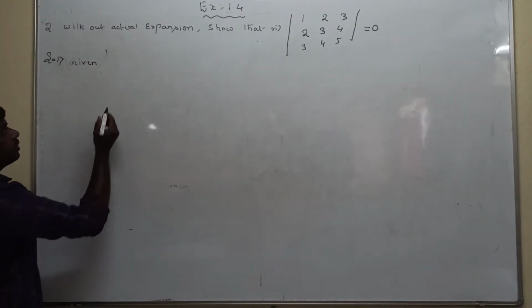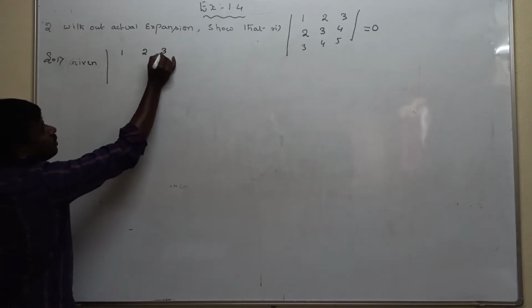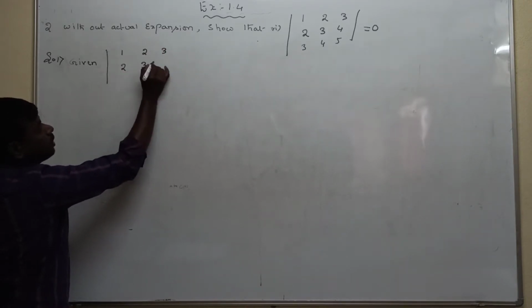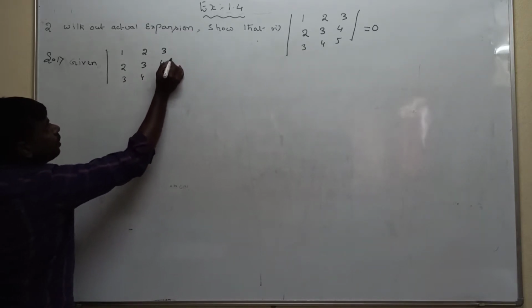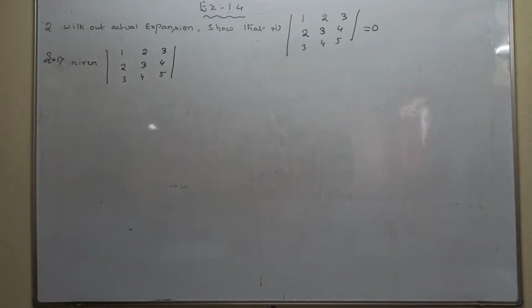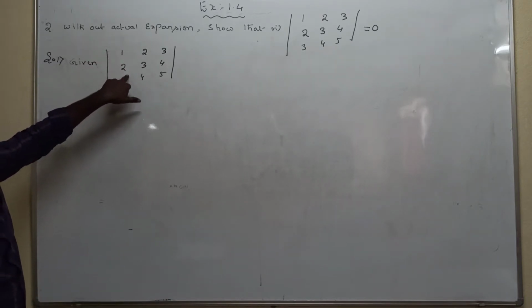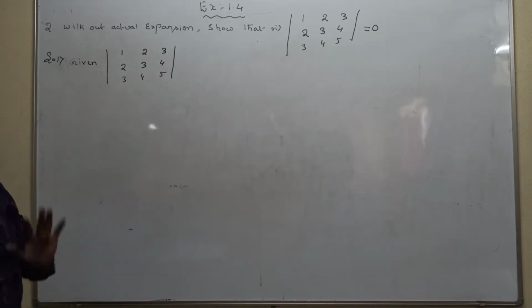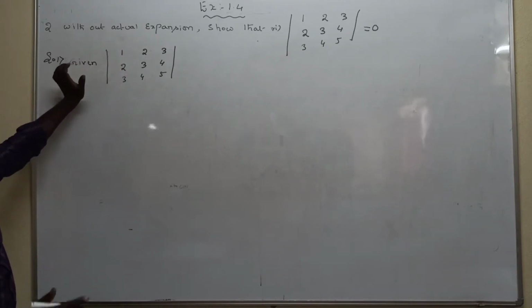See the solution here, friends. Given 1, 2, 3, 2, 3, 4, 3, 4, 5. By using row operation or column operation, finally we get the same value. In the first row, second row, third row, otherwise first column, second column, third column, all the elements are different. That's why, first of all, what is step 1? We can take any row or any column to prove this.